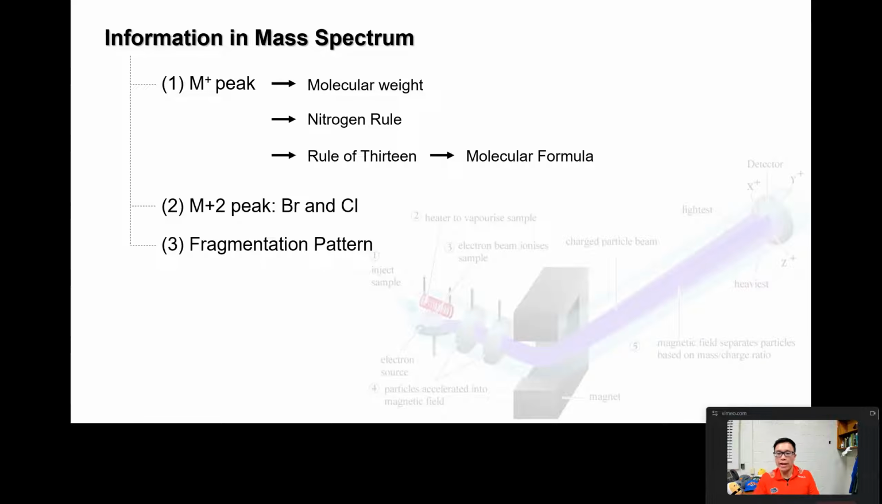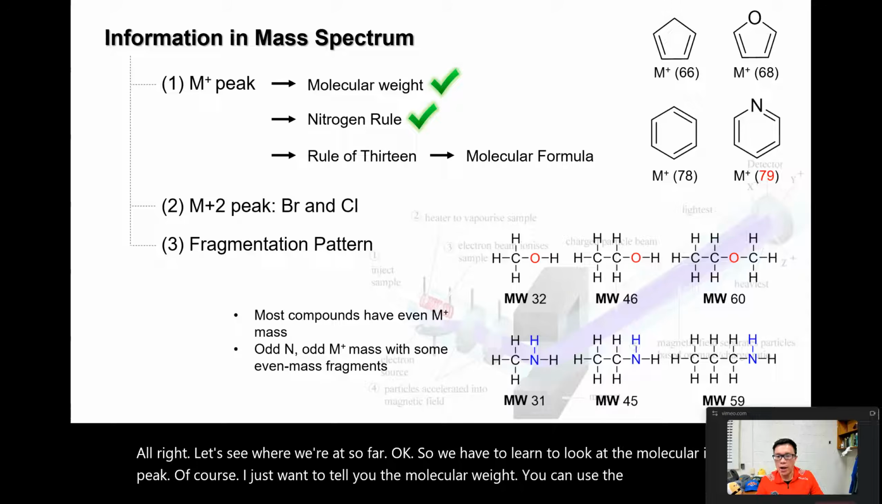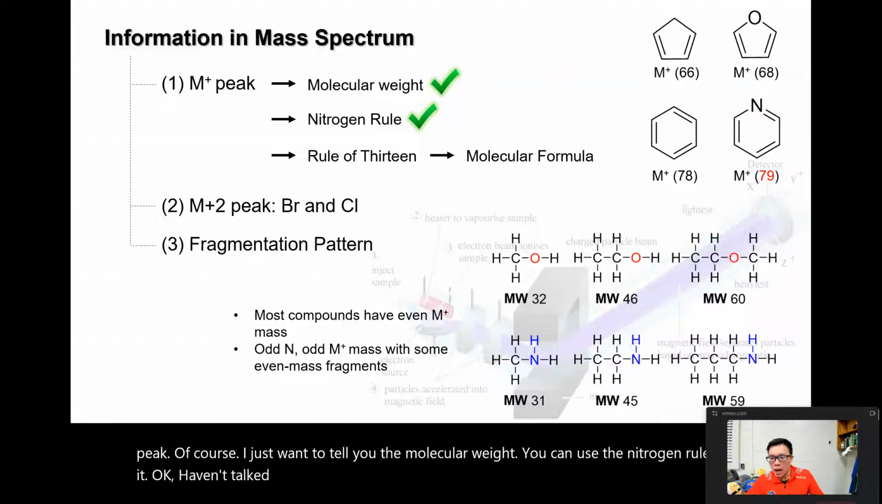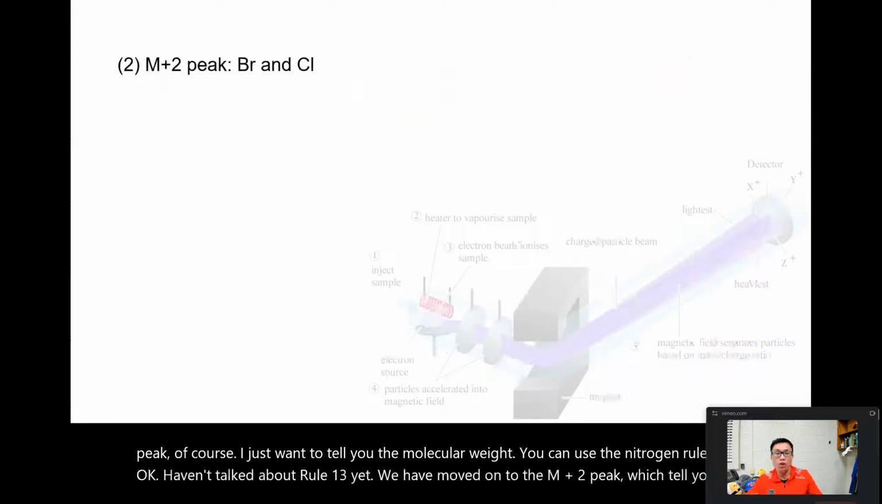All right, let's see where we're at so far. Okay, so we have learned to look at the molecular ion peak. Of course, this one tells you the molecular weight. You can use the nitrogen rule on it. Okay, haven't talked about rule 13 yet. We have moved on to the M+2 peak, which tells you the presence of bromine and chlorine and iodine.